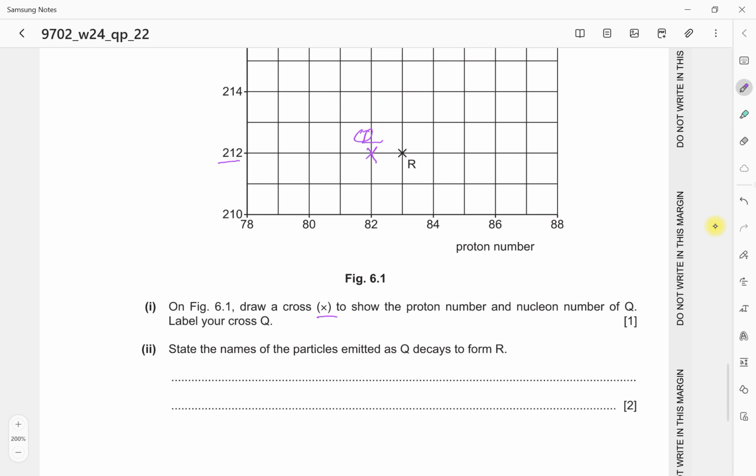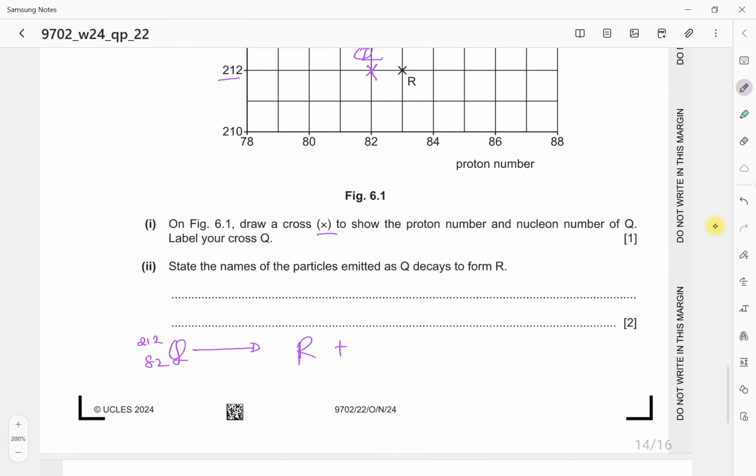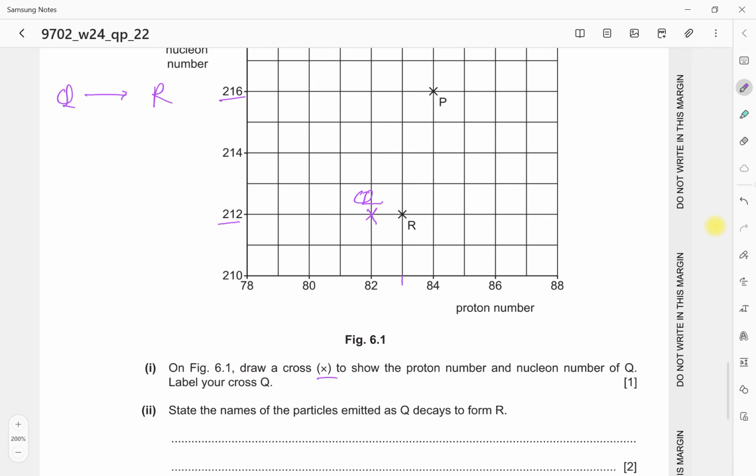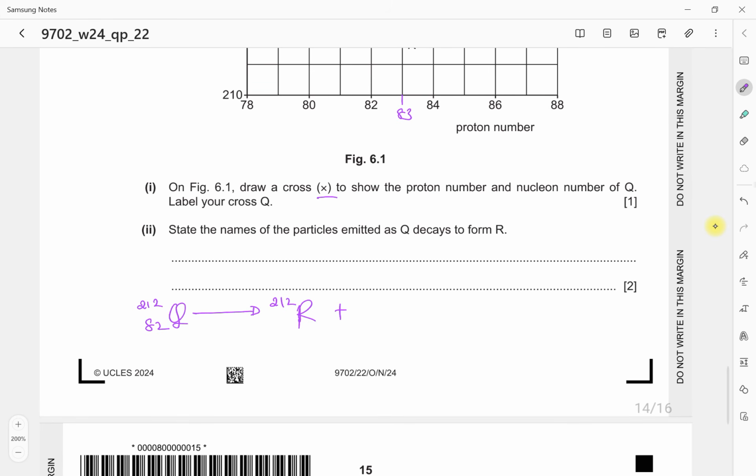State the names of the particles emitted as Q decays to form R. So when Q, which is 212, 82, decays to form R, and when we look at R, this is 83, the other one is 212, so this is 212, 83. This must be a beta particle, but is beta minus 0, negative 1 to balance the proton number.